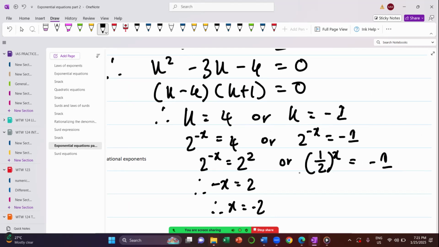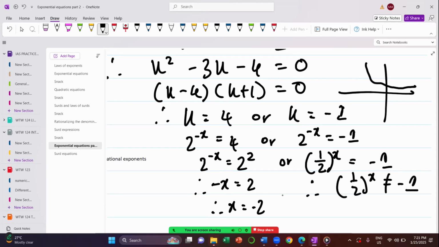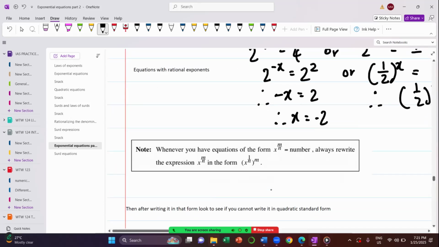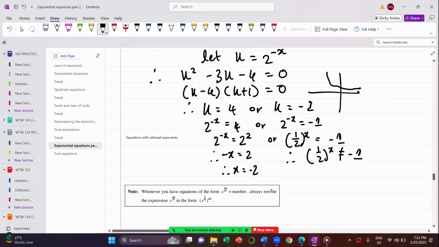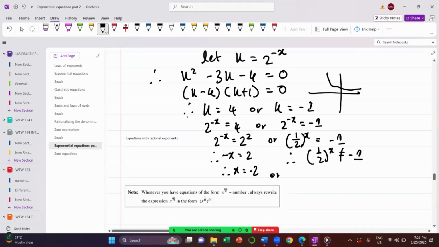Yes, sir. And then remember that this is an exponential function. Can it ever give us a negative value? No, sir. Because this kind of function, which has a base that is a fraction, all values are positive. It's just that it's a decreasing function. So therefore, 1 over 2 to the exponent of x cannot be equal to negative 1. So therefore, x is equal to negative 2 only. Are you okay?